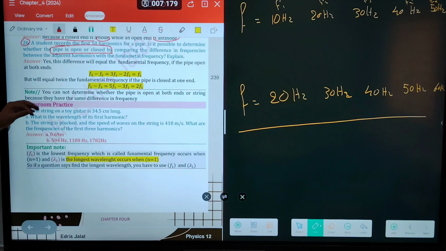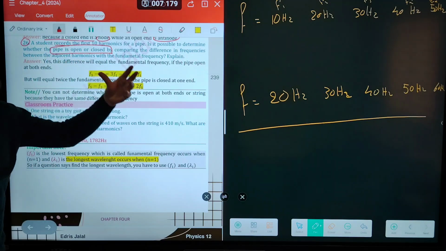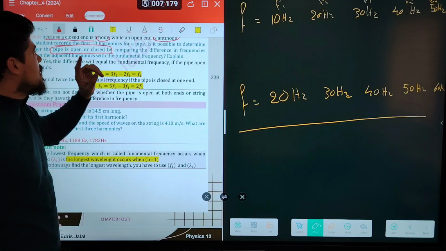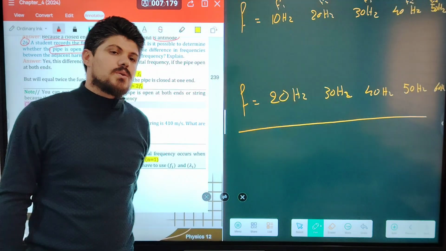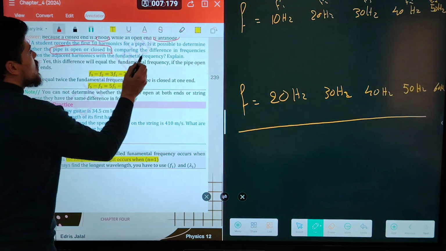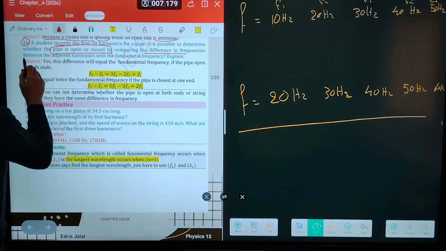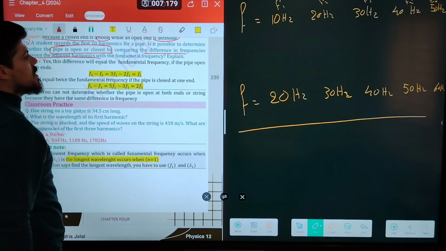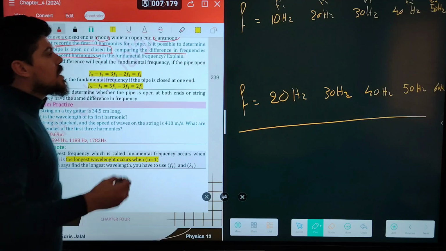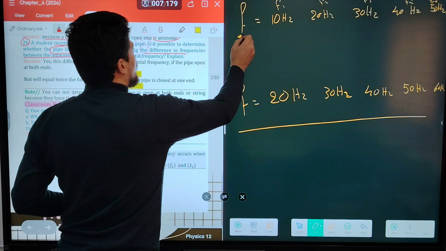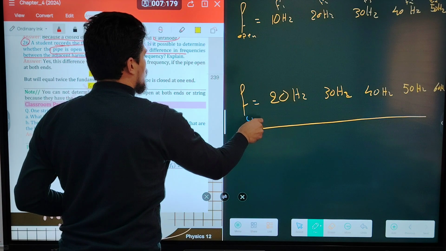So this is very important. Can you determine just by the records, by the harmonics, which pipe is closed and which pipe is open? By comparing the difference in frequencies between the adjacent harmonics with the fundamental frequency, can you determine whether the pipe is open or closed? Yes, of course you can do it. Between the closed pipe and open pipe, this is for open. Assume that this is for closed.